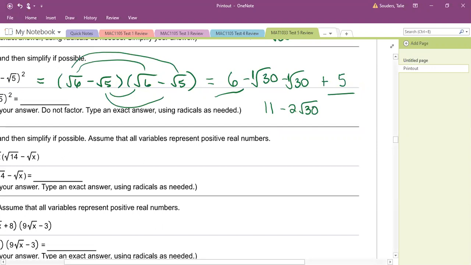It does not become, and this is something I see a lot, negative square root of 60. So you cannot just add or subtract the numbers inside the radicals together. Remember, with radicals, you can only combine them if what's inside the radical is the same, and then you're just adding or subtracting the coefficients on the outside.